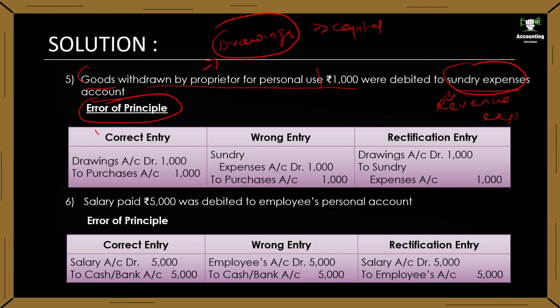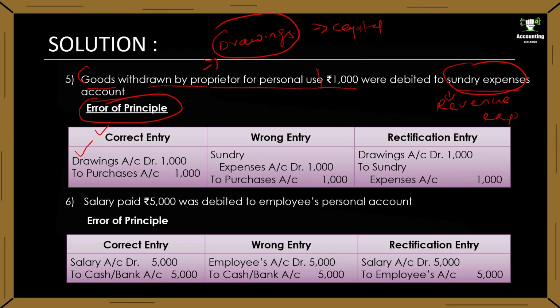The correct entry you should have passed is you should have debited drawings account. Okay. When the proprietor brings in money to the business, that is capital, it is credited. Okay, capital is a liability to the business, so it is credited. Whereas drawings is the opposite of capital because the proprietor is withdrawing money out of the business. Okay, that is why drawings is debited.